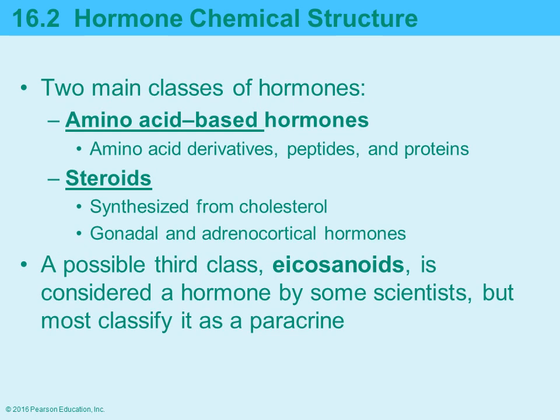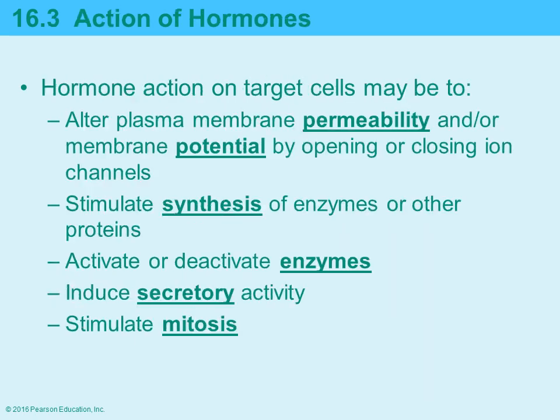Very broadly, there's two types or classes of hormones. There are those that your book classifies as amino acid-based hormones. Sometimes you'll see them classified as protein hormones. Now, proteins are made up of amino acids, so you can use either term. And the other class are steroids. There's another group, the eicosanoids, which some people consider hormones, but some of them do not.